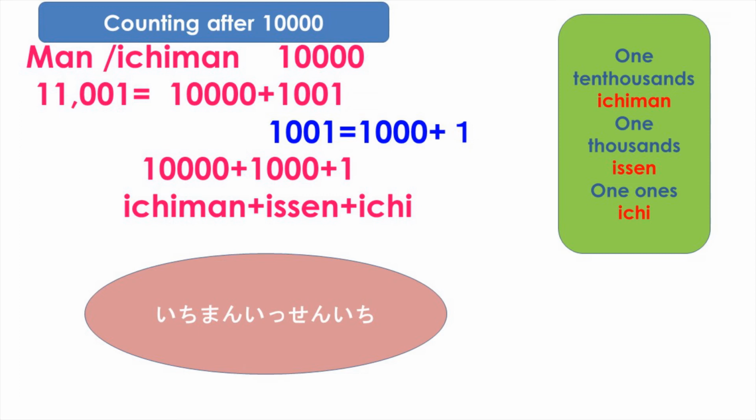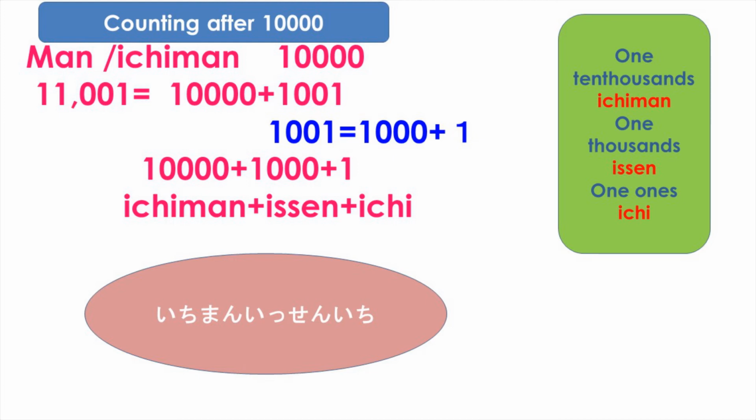Ichiman is sen ichi. Repeat after me. Ichiman is sen ichi. So in higher numbers we can use is sen instead of sen. So here I have used is sen. Ichiman is sen ichi.